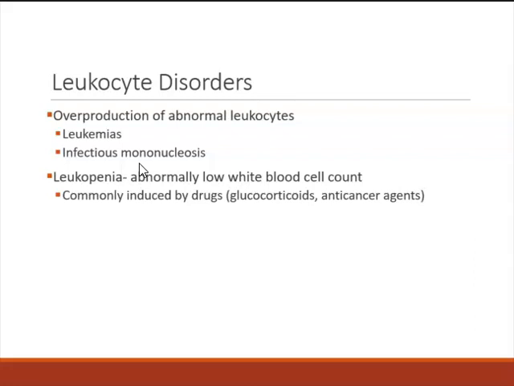Another leukocyte disorder is leukopenia. This is on the other end, when you have an abnormally low white blood cell count. So penia means a decrease in the amount of cells, whereas if you have an increase in the amount of cells, it's usually called cytosis. So for example, leukocytosis is an increase in leukocytes, whereas leukopenia would be an abnormally low white blood cell count. Leukopenia is commonly induced by drugs such as glucocorticoids or anti-cancer drugs.